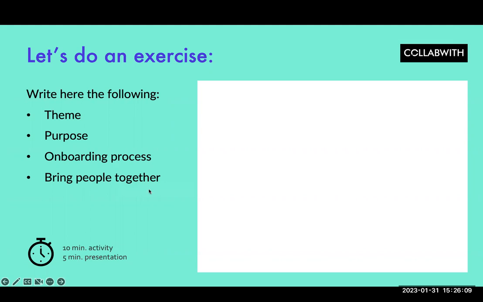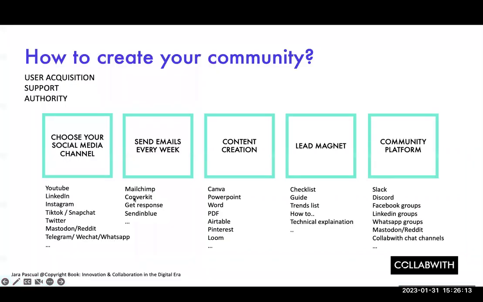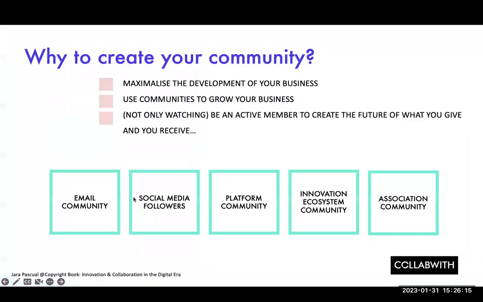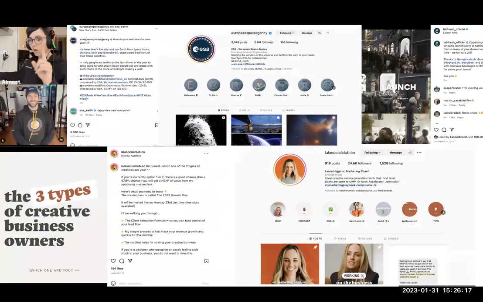Okay, for instance, in the other cases we have for social media, let's go back to the first slide. Here in the space agency, the theme is space, European space activities. The purpose of the ESA, the European Space Agency, is to disseminate space, to make space easy to understand for the community.